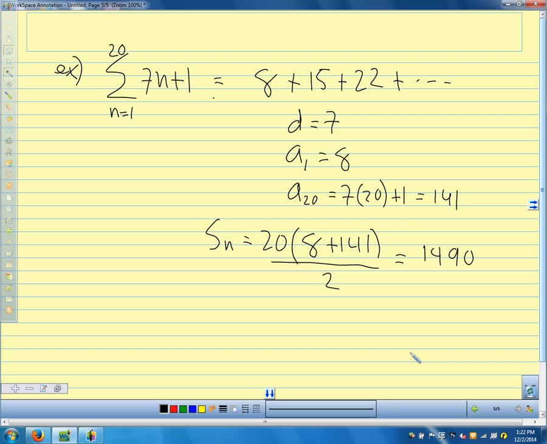What would happen if I did this all and I came up with something like 148.5? What would that tell you? What's that? You did something wrong. Can we add whole numbers and get a fraction? I hope not. So if you end up with a fraction when you find this sum, you've done something wrong.